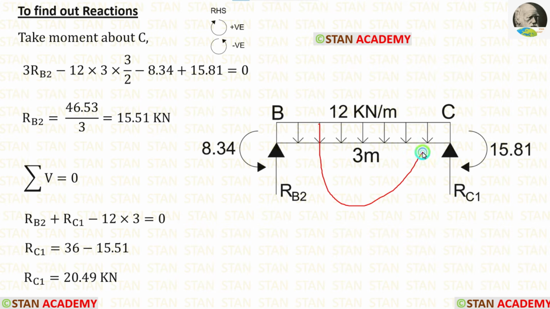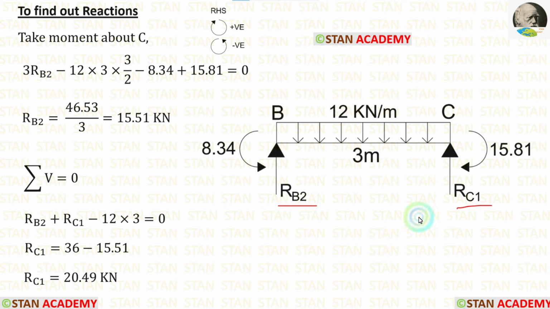The UDL is acting towards the point C in the anticlockwise direction, so it will be negative. For the UDL, we have to multiply with the distance and distance by 2. Here the distance is 3 meter, so 3 into 3 by 2. Then we are having two moments. 8.34 is acting in the anticlockwise direction, so it will be negative. 15.81 is acting in the clockwise direction, so it will be positive. Finally, we are getting RB2 equal to 15.51 kilonewton. Now, using the rule, we can calculate RC1.